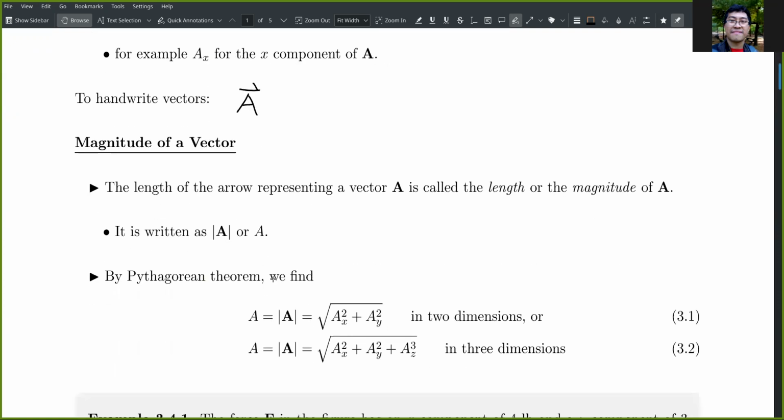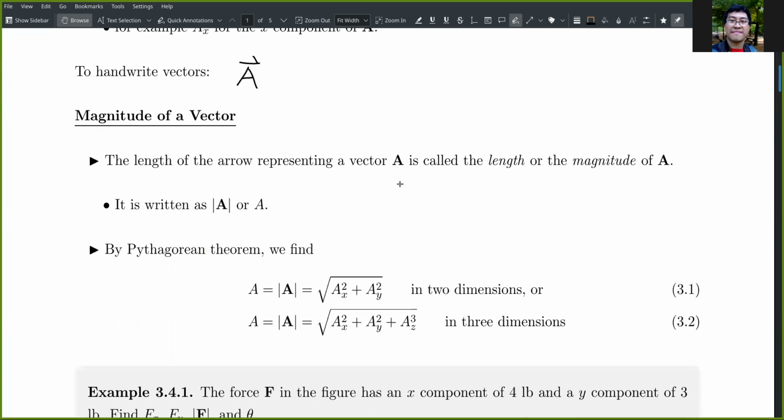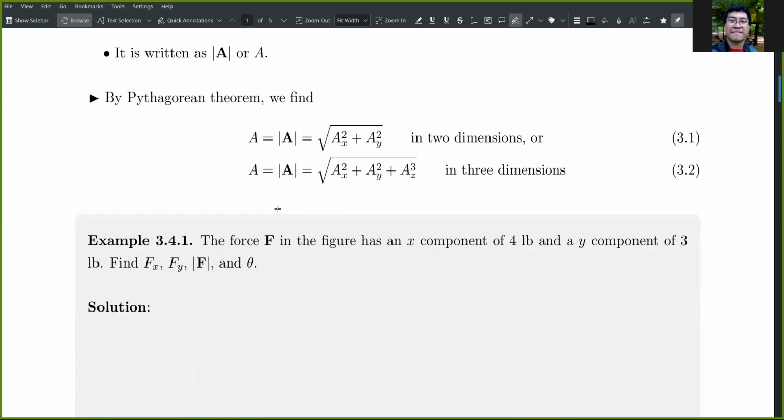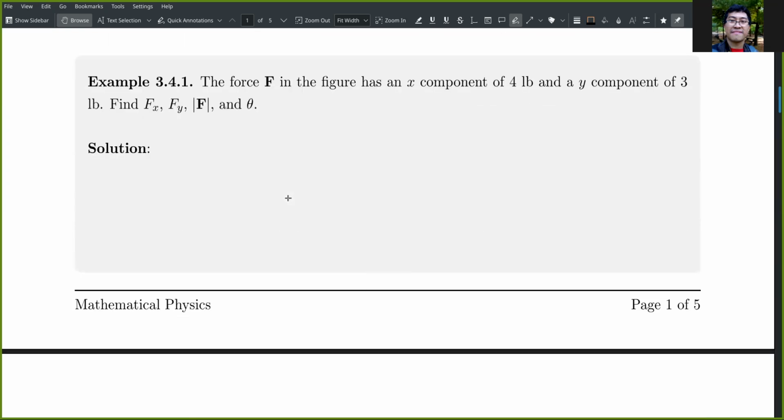The magnitude is the length of the arrow representing a vector A. It's called the length or the magnitude of A. It's written as absolute value of A or simply A. When you write, it would be without the arrow. By Pythagorean theorem, the magnitude is given by the square root of ax squared plus ay squared in two dimensions, or ax squared plus ay squared plus az squared in three dimensions.